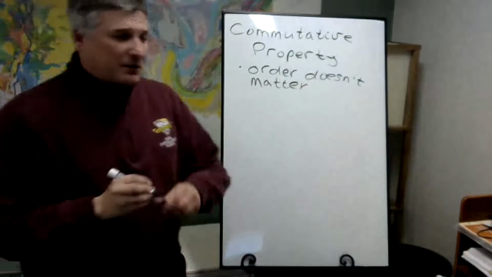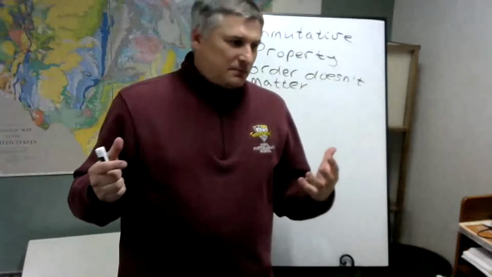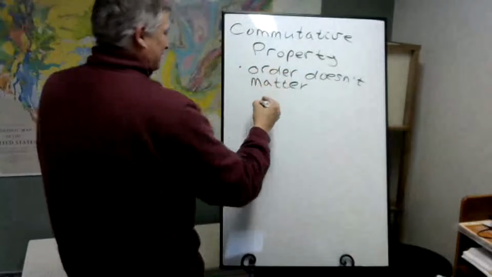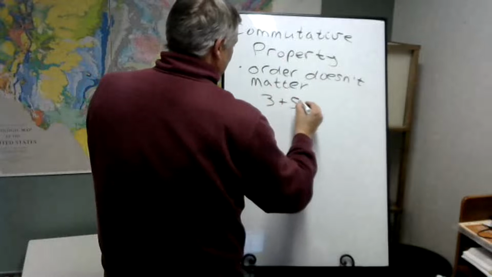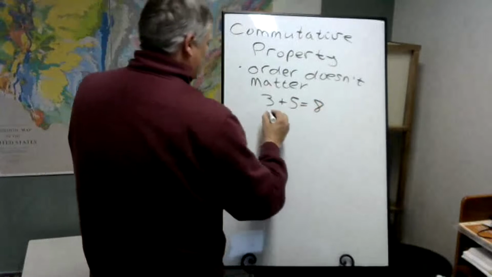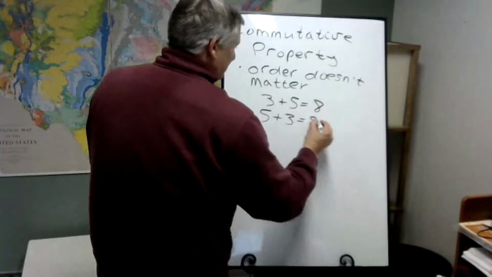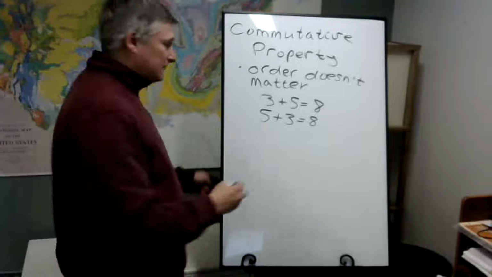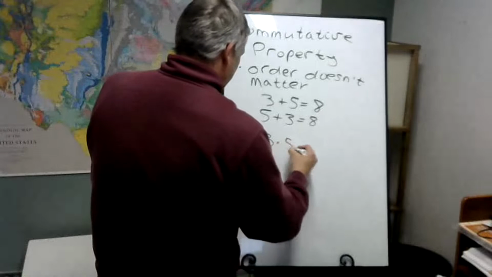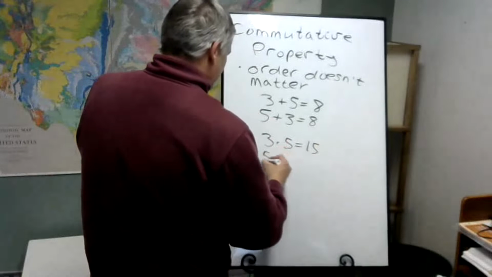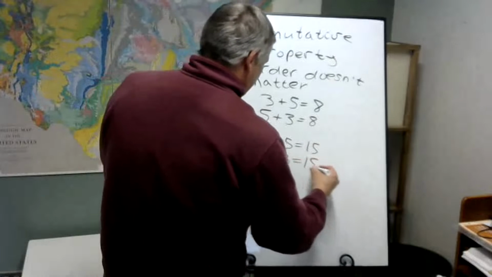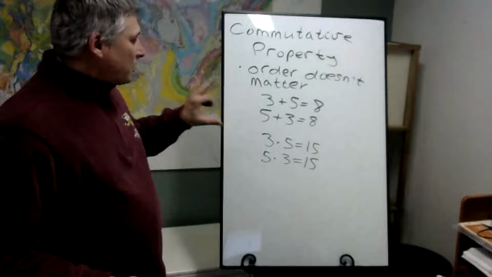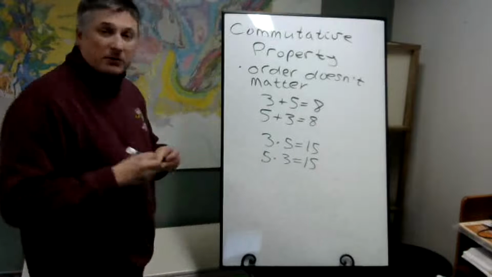What I mean by order doesn't matter is when you add two numbers together, you could go 3 plus 5 or 5 plus 3, you're going to get the same answer. It doesn't matter if the 5 is first or the 3 is first. Either way, you're going to get 8. It turns out to be the same with multiplication. 3 times 5 is 15, and 5 times 3 is 15. So with addition and multiplication, these are commutative. The order doesn't matter.